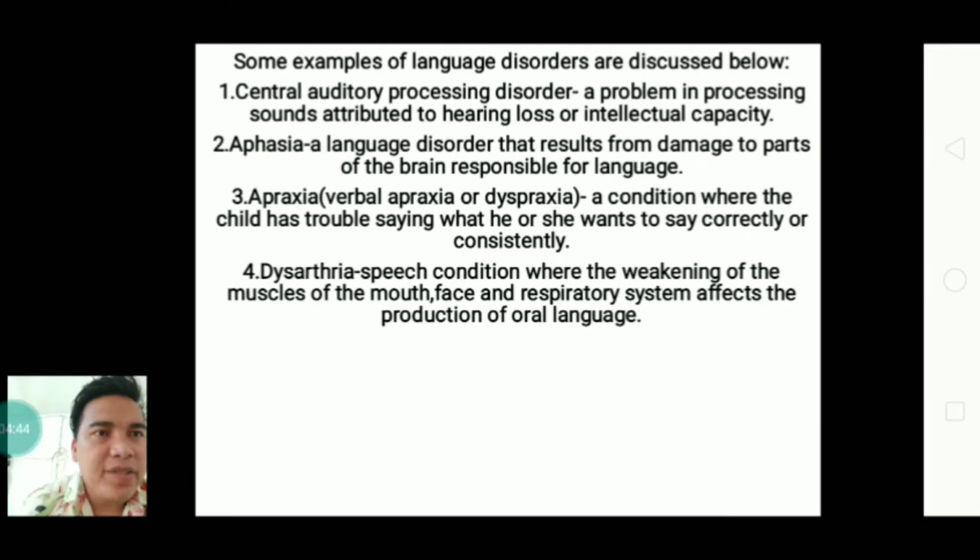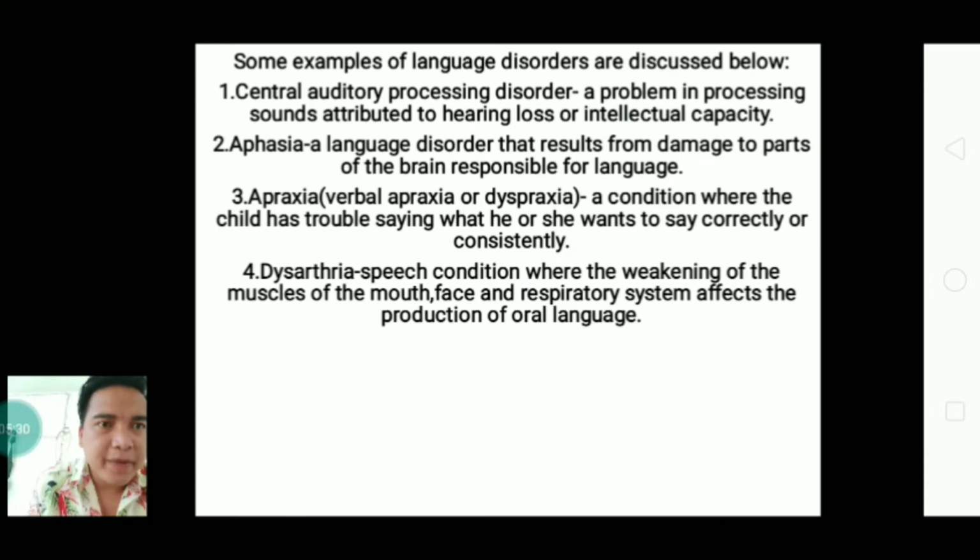Some examples of language disorders are discussed below. First is central auditory processing disorder, a problem processing sounds not attributable to hearing loss or intellectual capacity. Second is aphasia, a language disorder that results from damage to parts of the brain responsible for language. And third is apraxia, or verbal apraxia or dyspraxia, a condition where the child has trouble saying what he or she wants to say correctly or consistently.